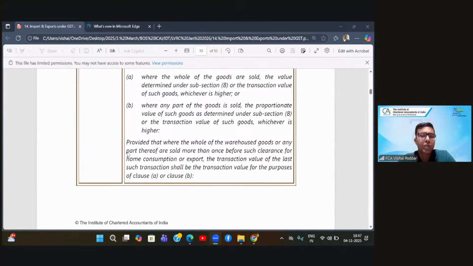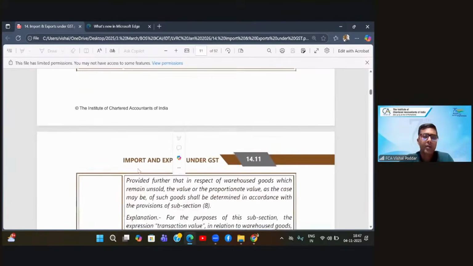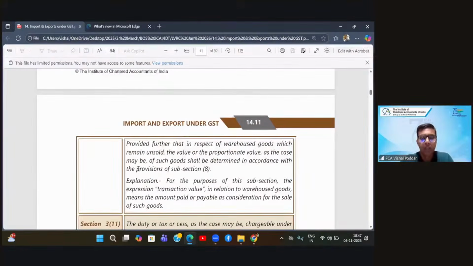Provided that where the whole of the warehouse goods or any part thereof are sold more than once. Now let us say you sold to me, I further sold it to, let us say, Maniji. Maniji further sold it to Ajiji. So before its final clearance, the goods were sold multiple times. Then this same rule will be applicable by taking which transaction value? So original purchase import value compared with which transaction value? Transaction value of the last of such sale. So in short, the last transaction value before the goods are finally getting cleared or removed from warehouse. That sale value compared with the valuation as we derived above, whichever is higher. Generally, it will be the second transaction value or the last transaction value, which will be the higher.